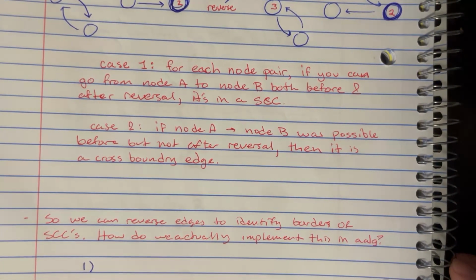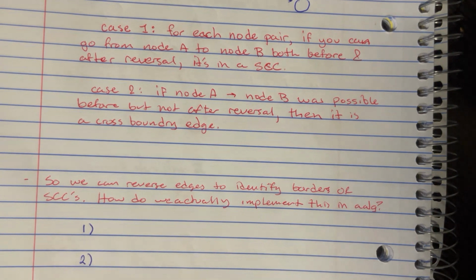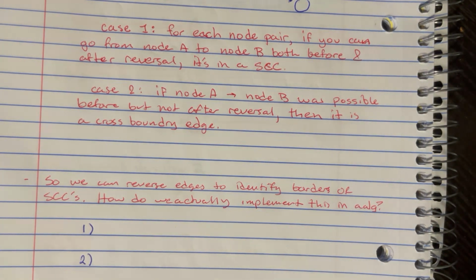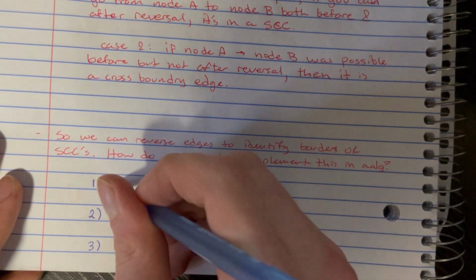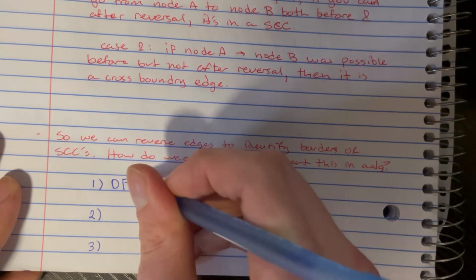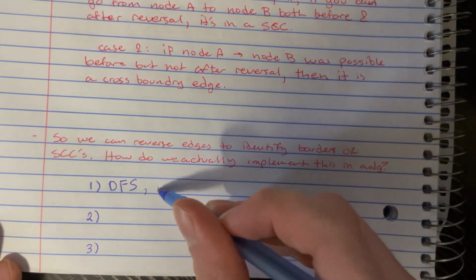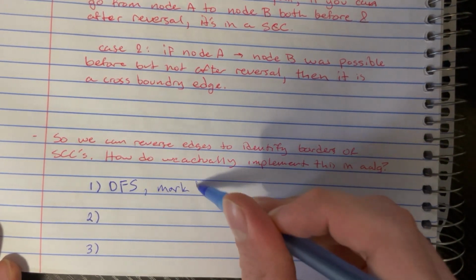So we can reverse the edges and identify the borders of a strongly connected component. So how do we actually implement this in an algorithm? Well, the first step is depth first search, and we're going to mark the times at which each node finishes.